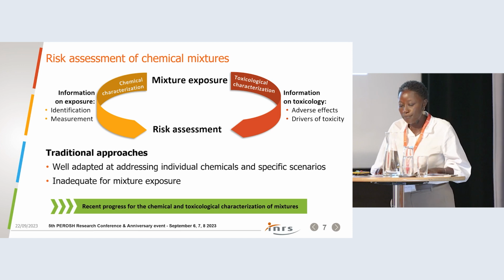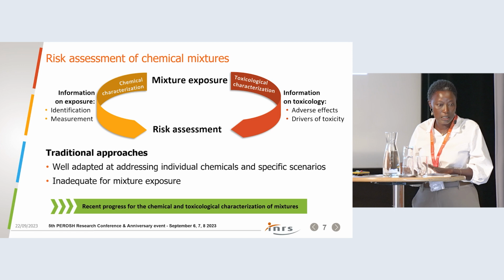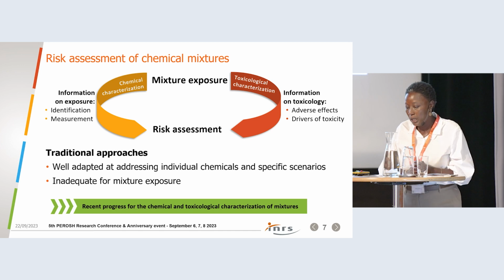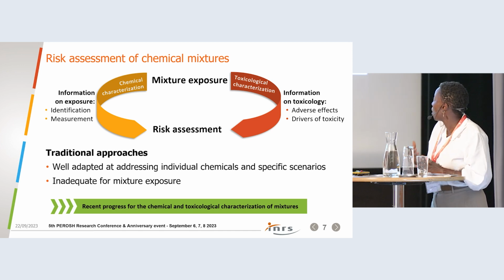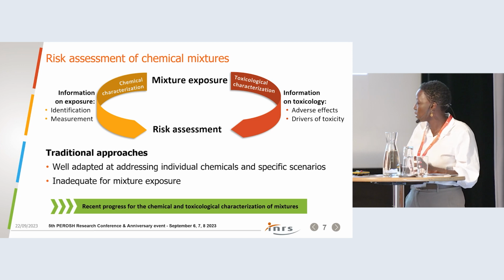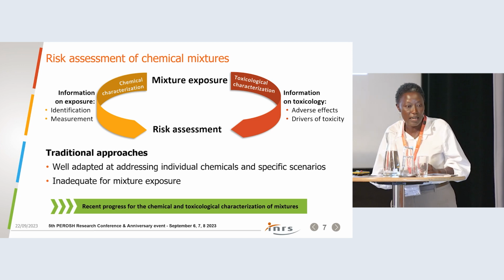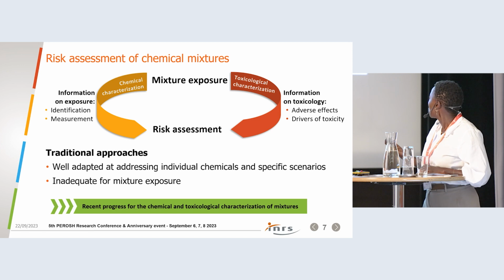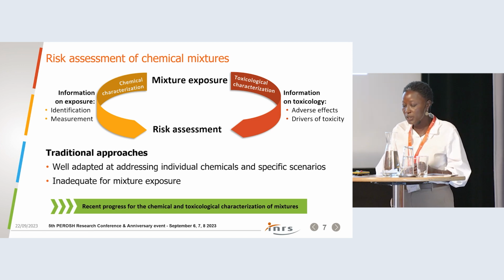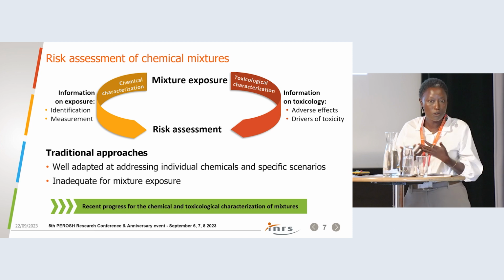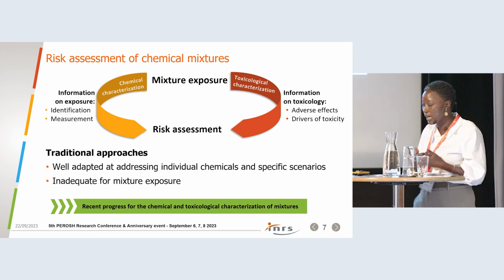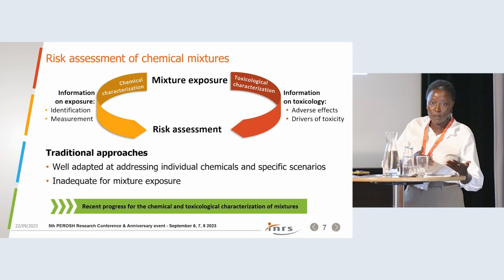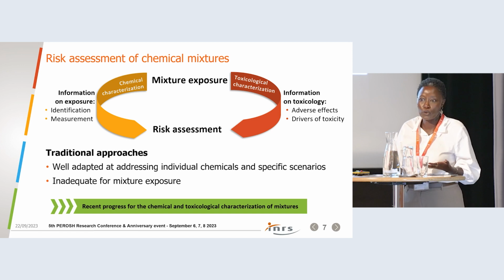That means that a high level of information is needed about the chemical exposure, the toxicity, and the mixture effect. First of all, we should have data on the chemical characterization, on the exposure. That means that we should identify the chemicals in the mixture and also measure those chemicals. Toxicological characterization is also important to identify the adverse effects of these chemicals, but also to identify the driver of the toxicity. Because the question here is: are one or several substances accountable for the toxicity?